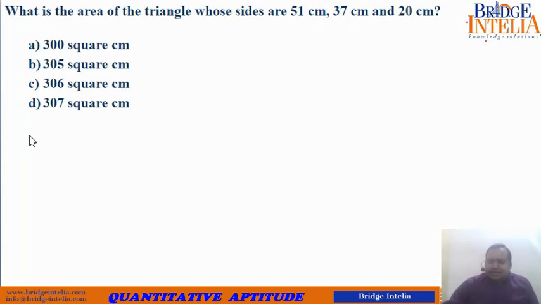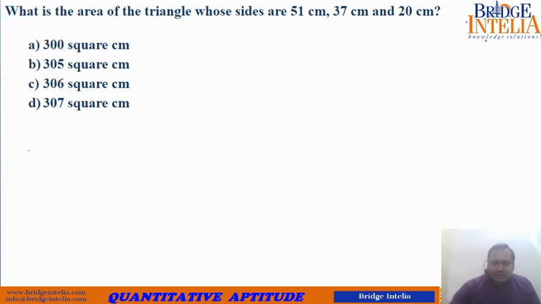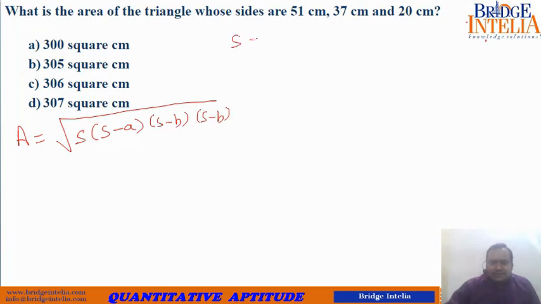So what was Heron's formula to find out the area of the triangle? It was based on first finding out the semi-perimeter, because the area itself can be found out once you find out the semi-perimeter. So this is the formula. Let's first find out the semi-perimeter: sum of all three sides divided by 2. So 51 plus 37 plus 20 divided by 2 comes out to be 54.